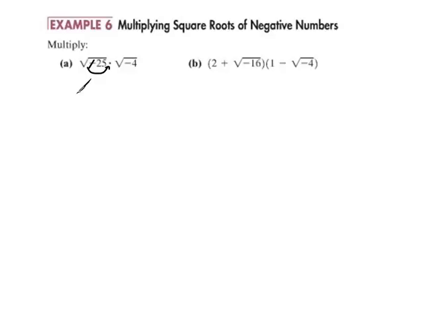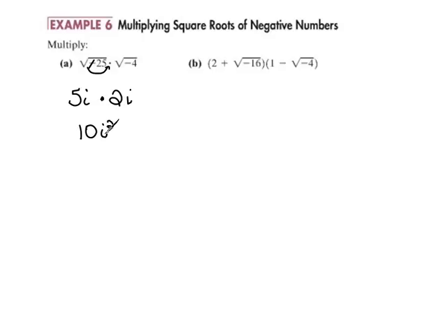The square root of 25 is 5, and then we have our i, times the square root of negative 4. Well, the square root of 4 would be 2, and because there's a negative underneath the square root, that becomes an i. Now when we multiply 5i times 2i, we get 10i squared.